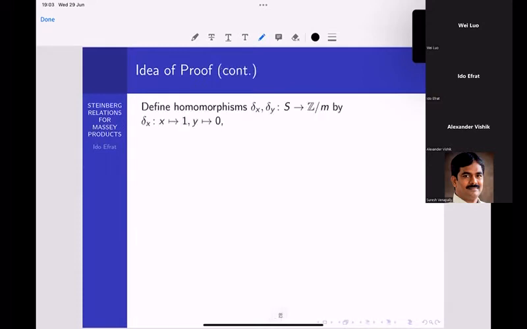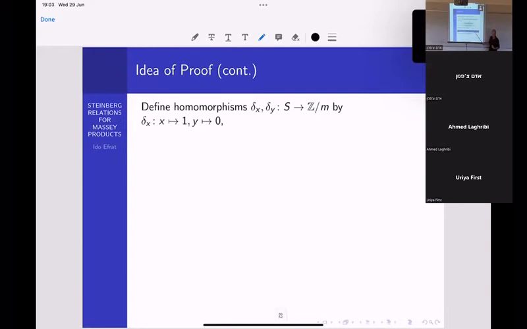Okay, find three homomorphisms. The first two are very simple. Delta X and delta Y are from the group to Z mod N. It's enough to define them on the generators. So they are basically Kronecker maps: delta X maps the generator X to 1 and the generator Y to 0. Delta Y does it the other way around. Okay, Kronecker delta.